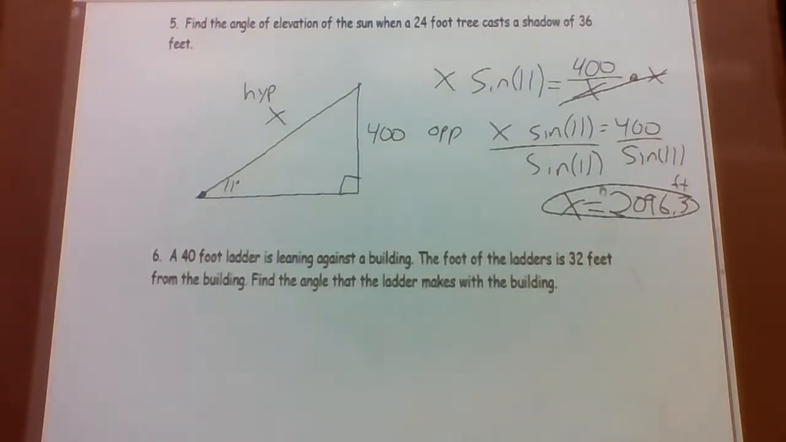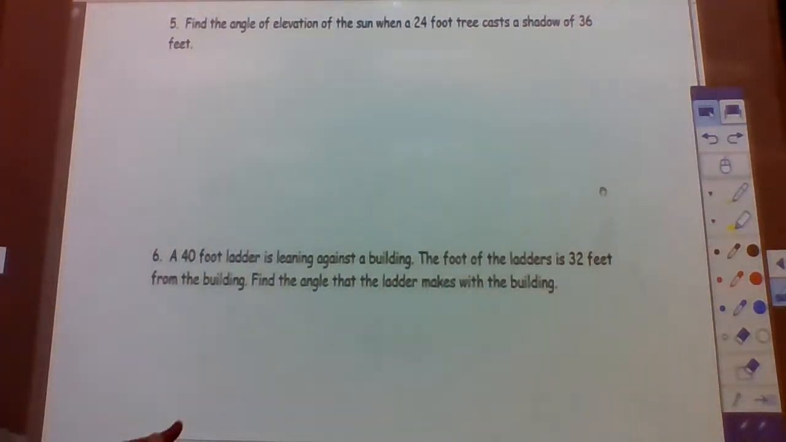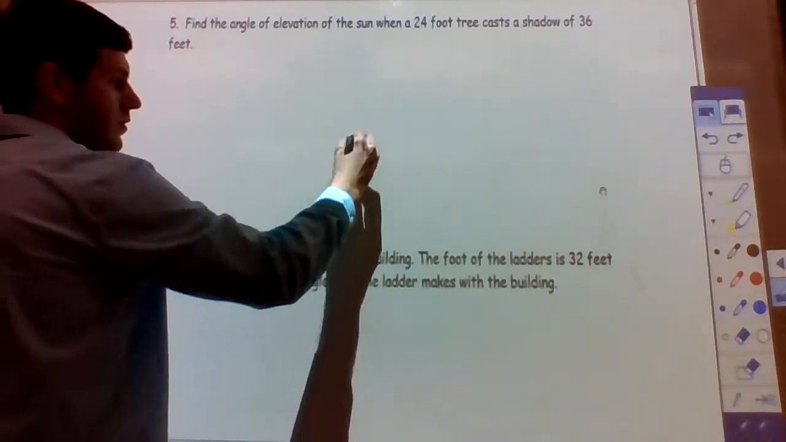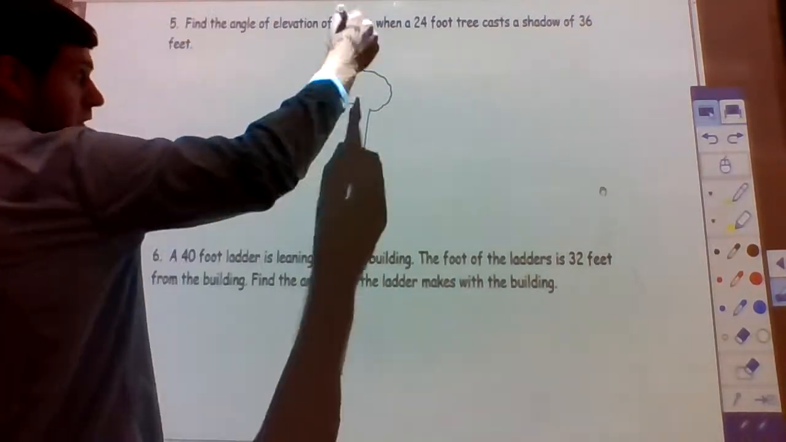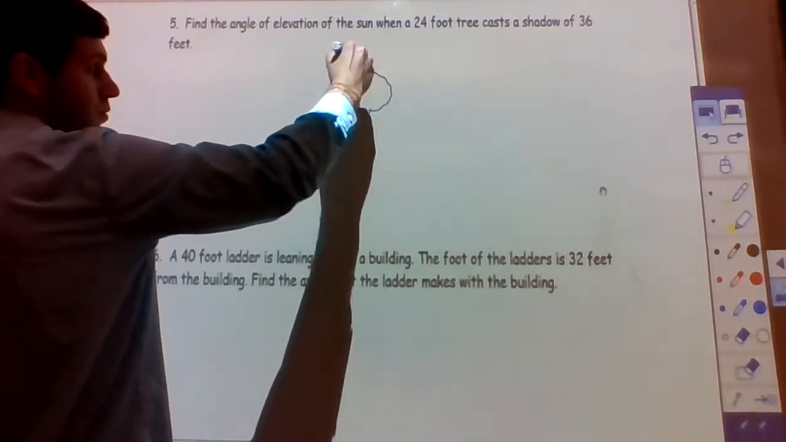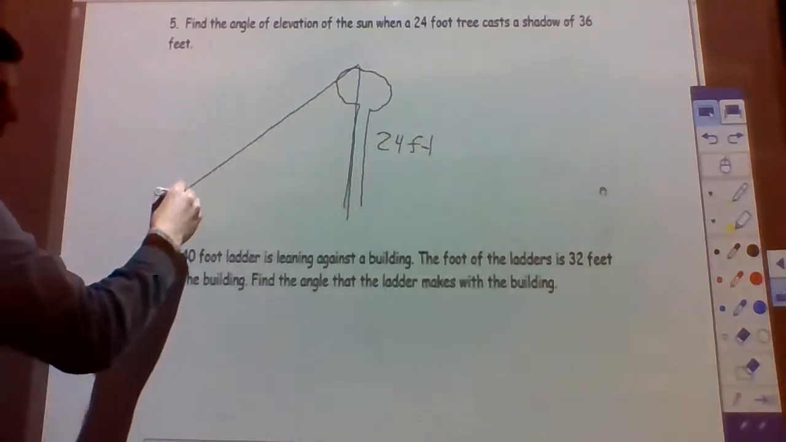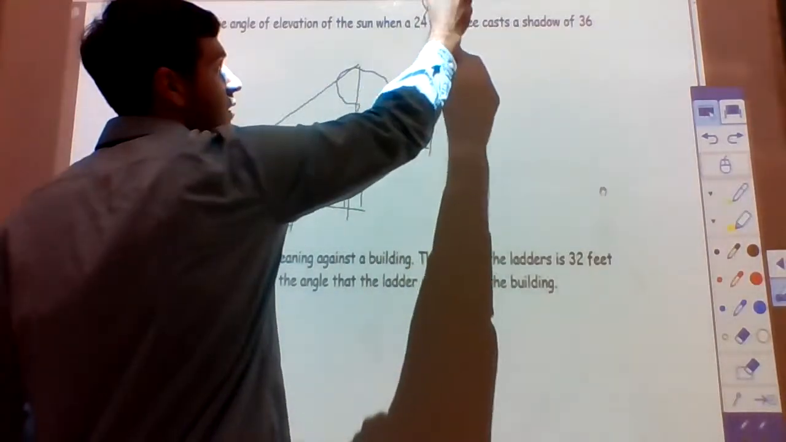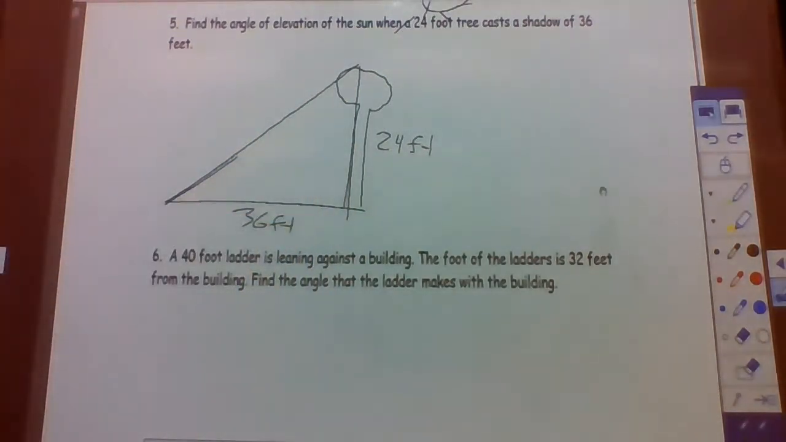Right, number 5, find the angle of elevation of the sun when a 24-foot tree, here's a 24-foot tree. So 24 feet tall. Okay, and it casts a shadow that is 36 feet long. So here's the sun. Okay, it's going to cast light. It's going to cast a shadow, which is on the ground. Right? The shadow is on the ground. Your shadow is on the ground.